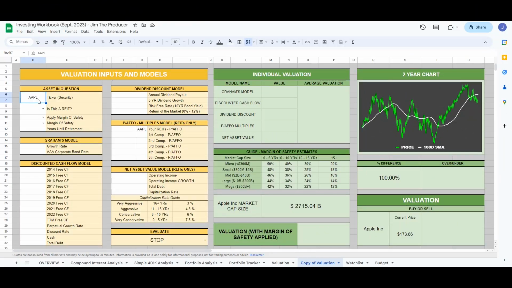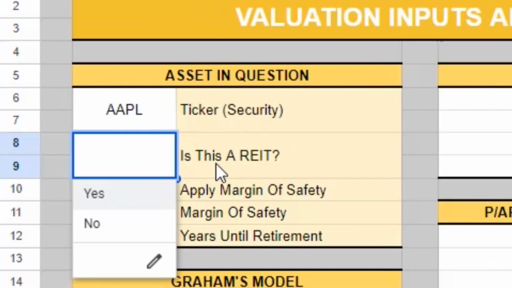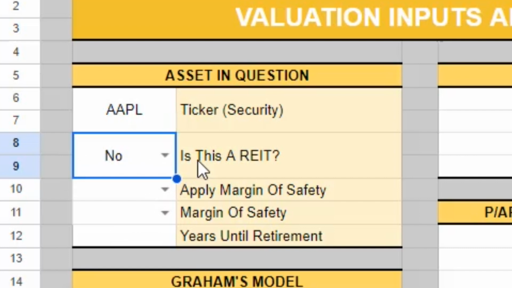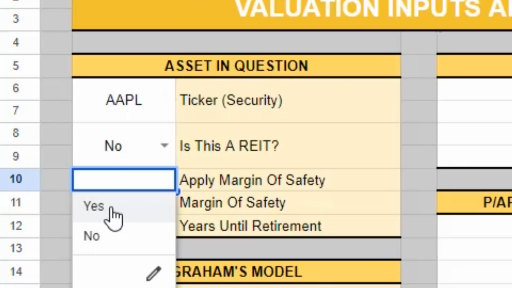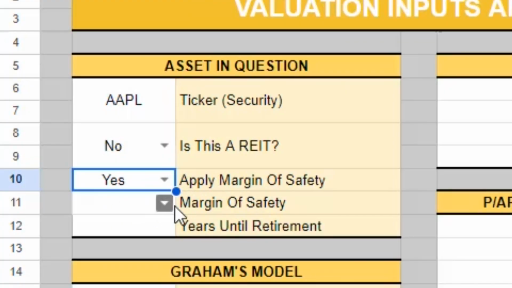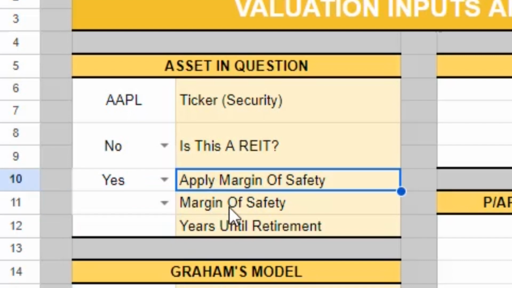But for today, we're going to take a look at Apple, and just answering these questions here, we'll say no. So since this is not a REIT, we will not be using these two valuation models, just these three. Are we going to apply a margin of safety? We're going to say yes. And then what is the margin of safety?